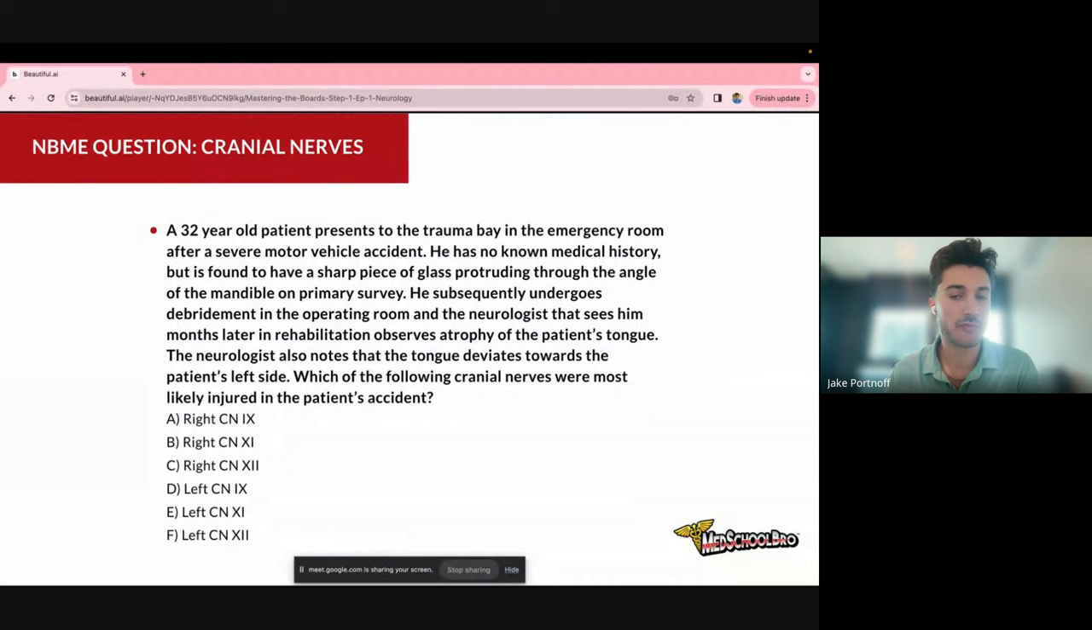Everyone, go to the chat box. I already see a lot of you putting that in. If you're putting F, you're absolutely correct. This is going to be your hypoglossal nerve, right?